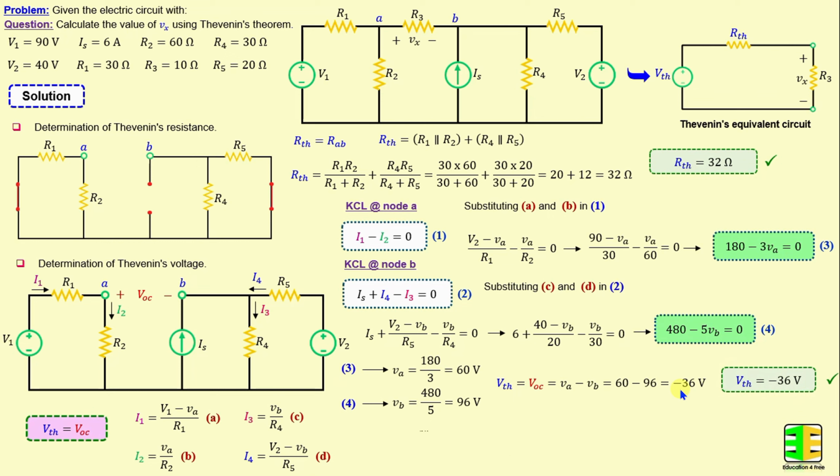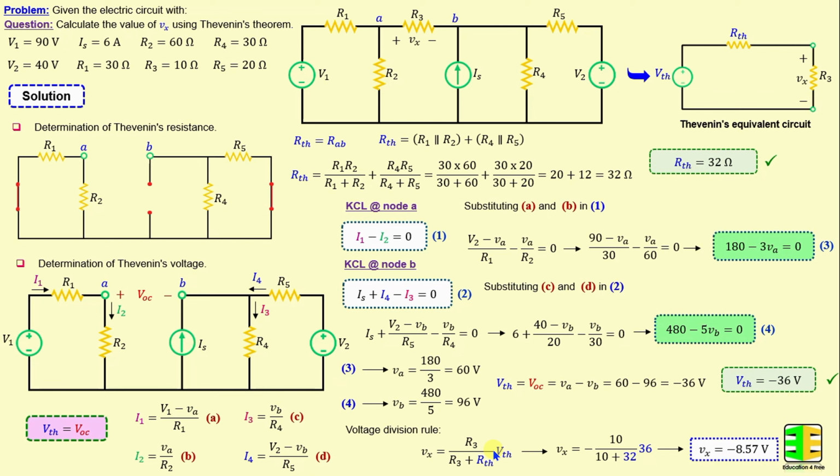In order to calculate the voltage Vx, I'm going to use the voltage division rule. That means Vx is equal to R3 over R3 plus RTH times VTH. And if we replace R3, RTH and VTH with their numerical values, we obtain Vx is equal to negative 8.57 volts.